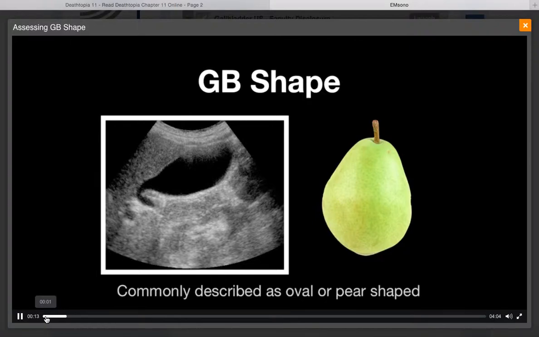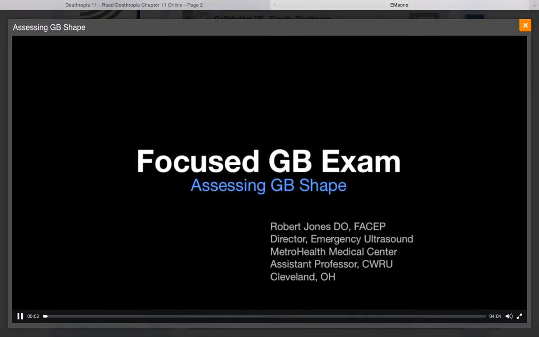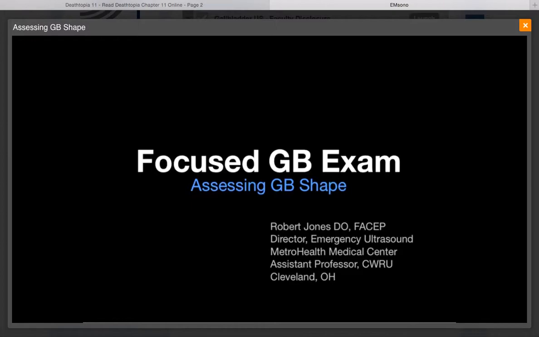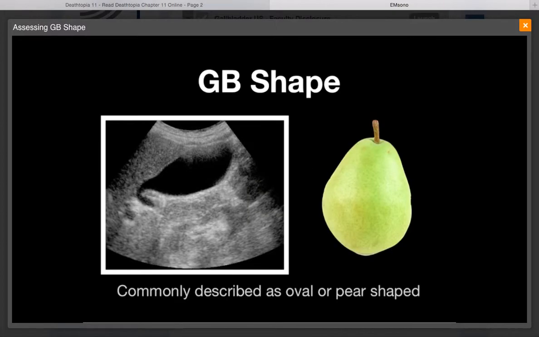In this lecture we're going to look at how to assess the shape of the gallbladder. The gallbladder is described as being an oval or pear-shaped structure, and while that may be true in the majority of cases, there are quite a few normal variants that need to be recognized by the sonologist.